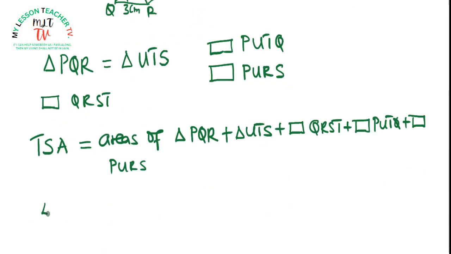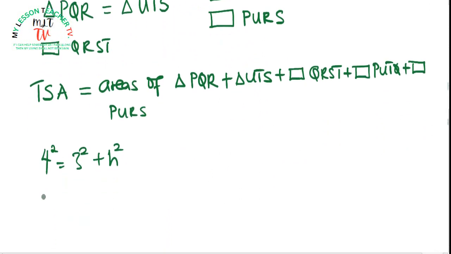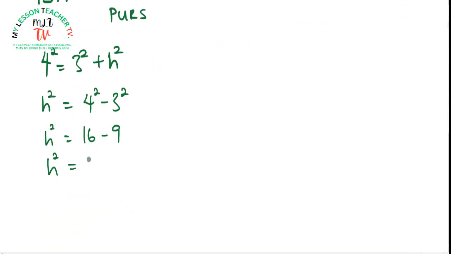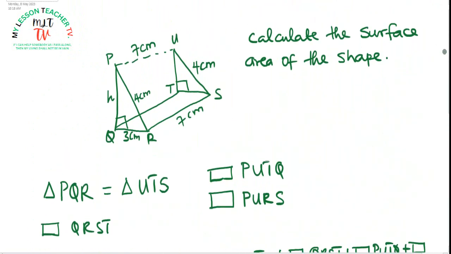So from Pythagoras theorem, 4 squared is equal to 3 squared plus h squared. Solving this, h squared is equal to 4 squared minus 3 squared. So h squared is equal to 16 minus 9, which is 7. So h is equal to the square root of 7. So the height is said to be square root of 7. So this is root 7.